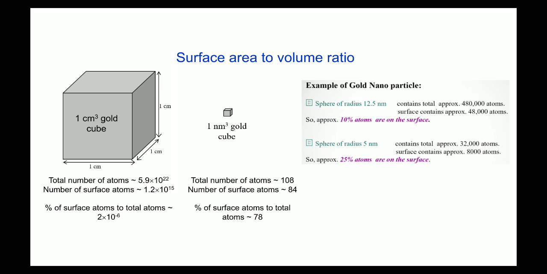You always have to keep these two effects in mind: when you take a material from bulk to nano, two things happen. Never forget these two things. One is the observation of the quantum confinement effect.